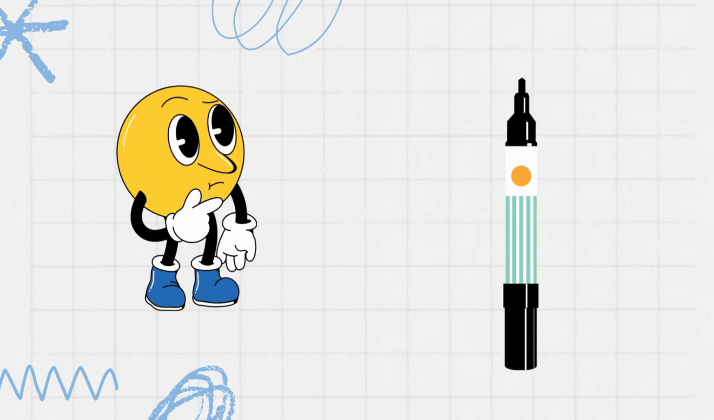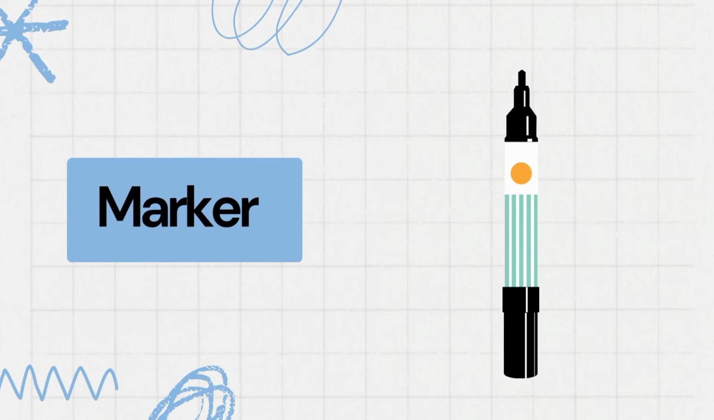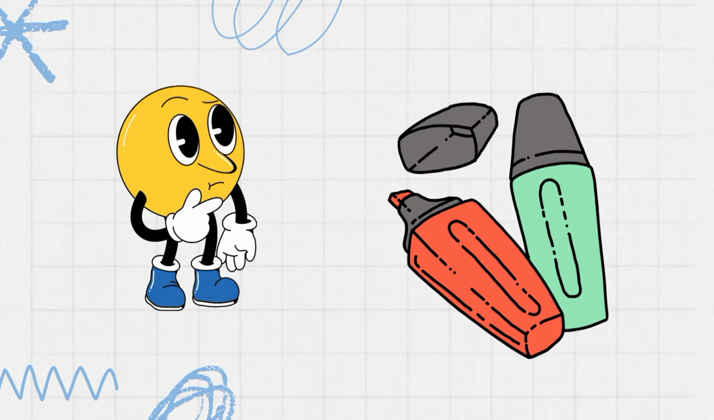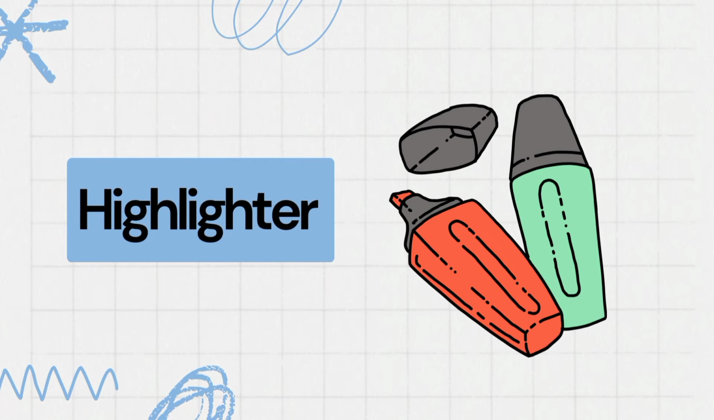Guess the name of the item. Marker. Guess the name of the item. Highlighter.